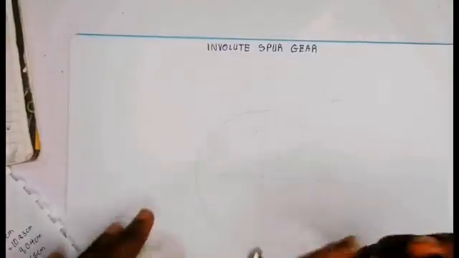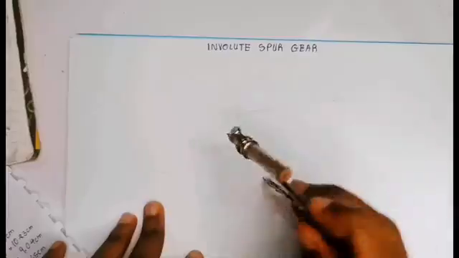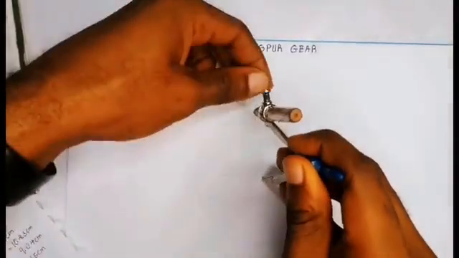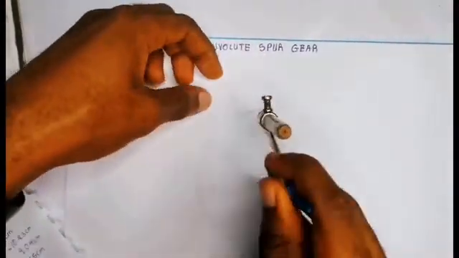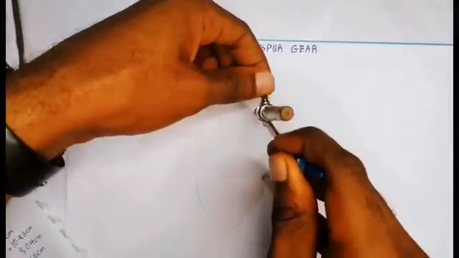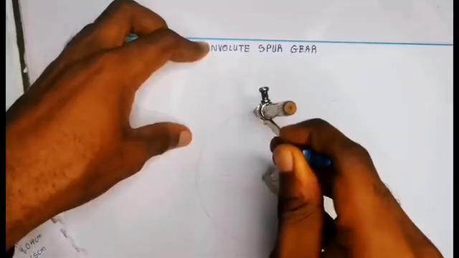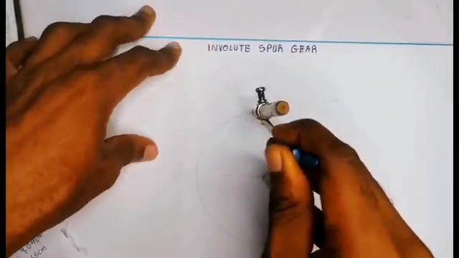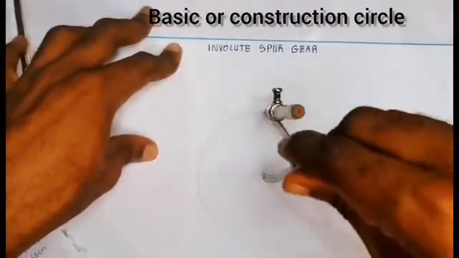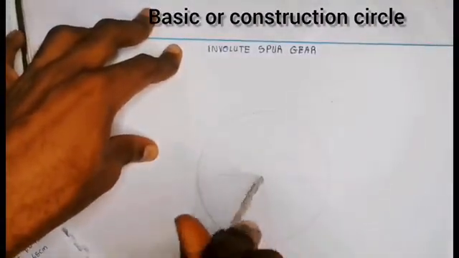Next we pick up our compass, pin at this center point, extend to the point of intersection of the two lines which was drawn with the pressure angle. Pin at the intersection and draw a circle. This circle which we are drawing is called the basic circle.